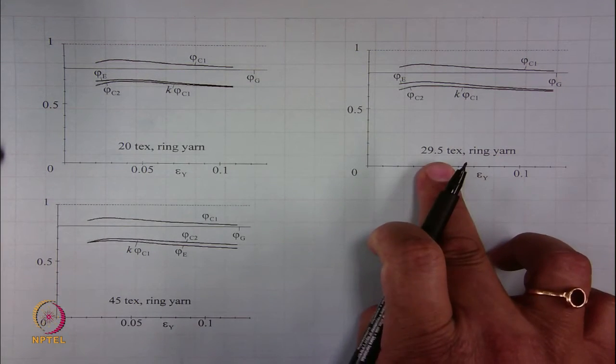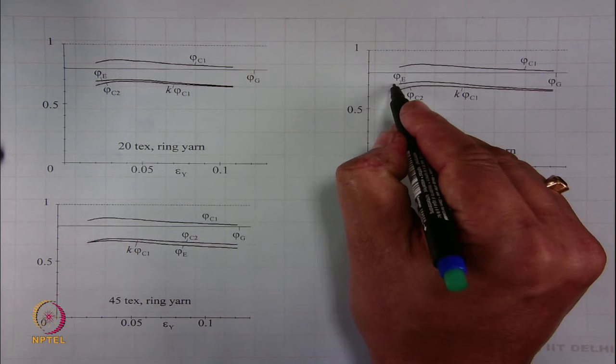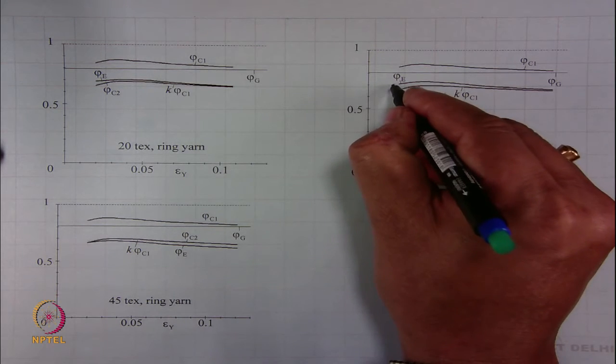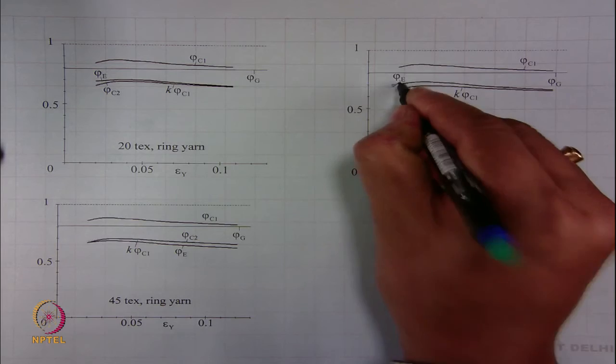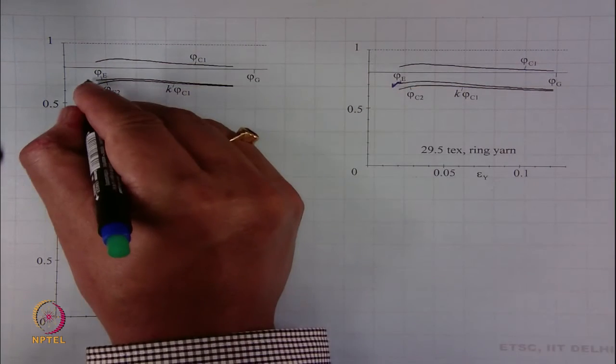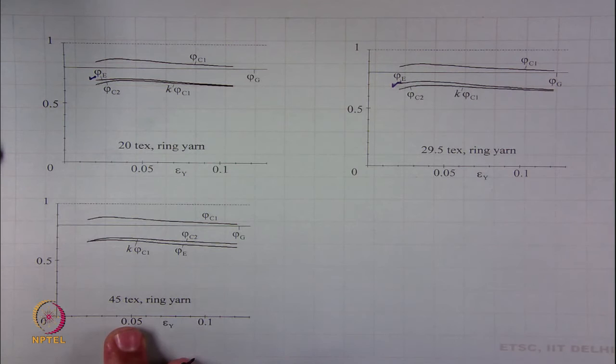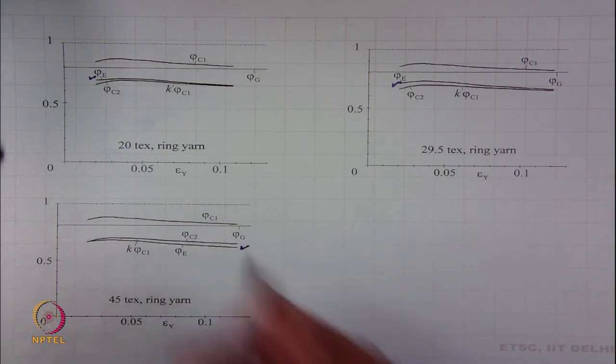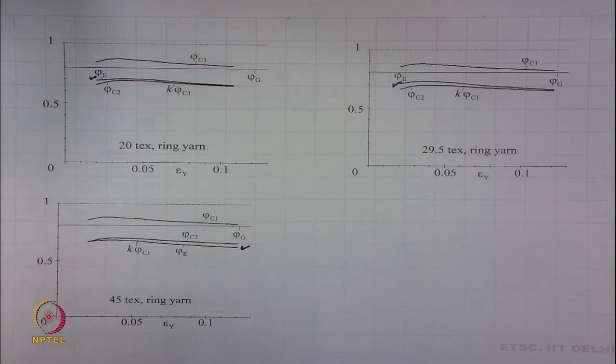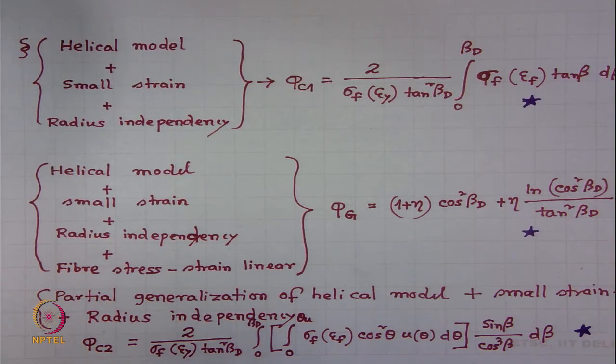For 29.5 ticks, this one is the phi subscript e, and for 45 ticks this is the phi subscript e, experimental fiber stress utilization. Then, as I told you earlier, we used to compare with these three equations.